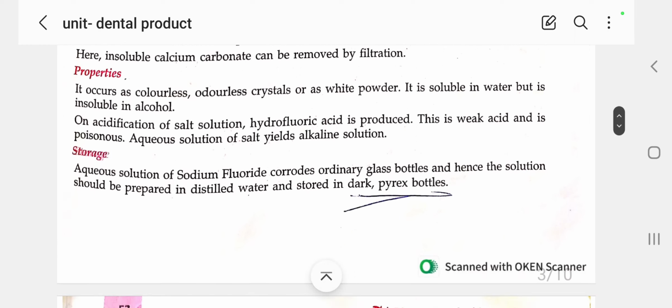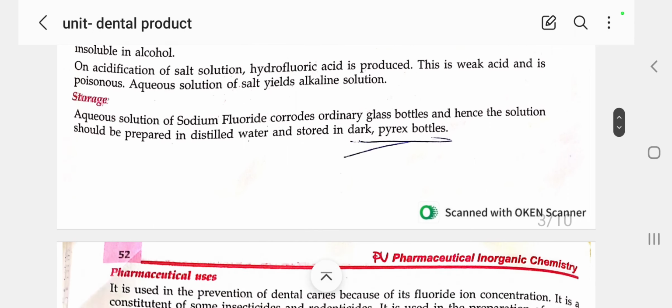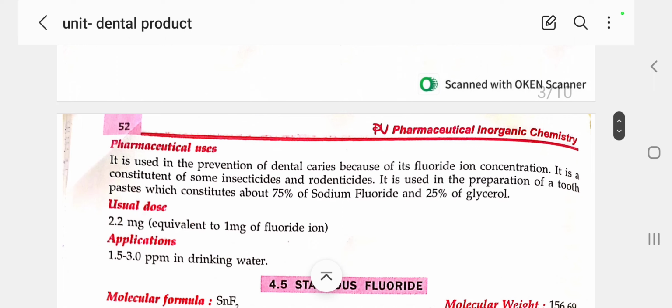For storage, we should take care while storing sodium fluoride. Why? Because we cannot store it in an ordinary glass container, as it corrodes the glass. So we have to store it in a Pyrex bottle. It should be prepared in distilled water and stored in a dark Pyrex bottle. This is the point to be noted. Okay, next, what are the uses?